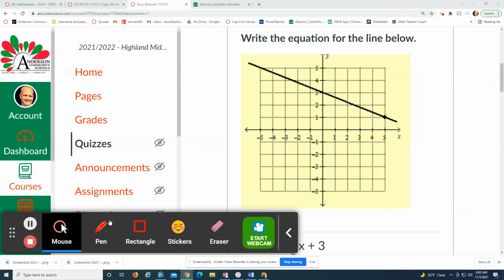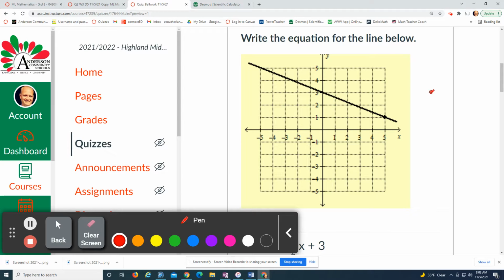The slope and the y-intercept. So we need to know what b is, and we need to know what m is. B stands for the y-intercept. The y-intercept is right here where it crosses the y-axis. We know that the y-intercept is 3.